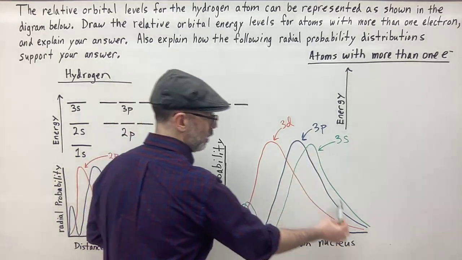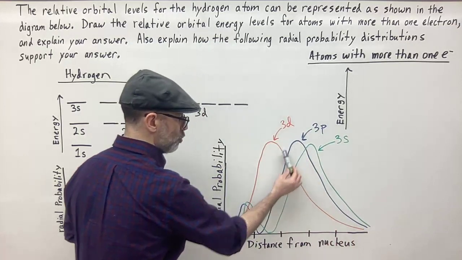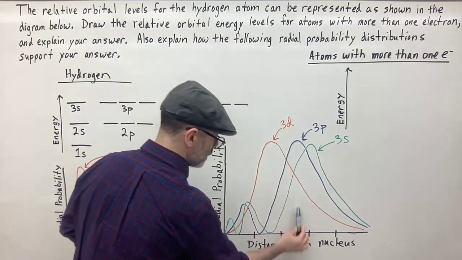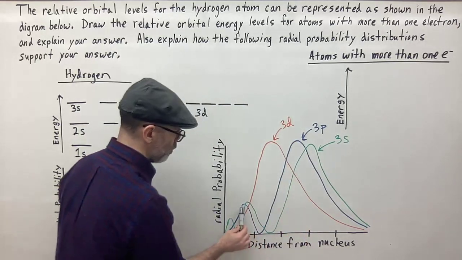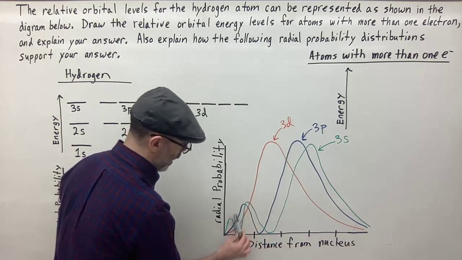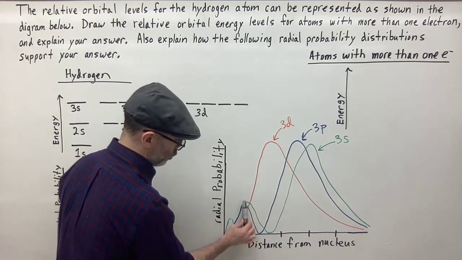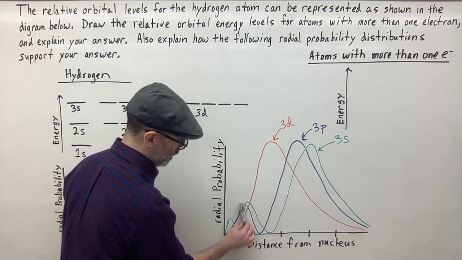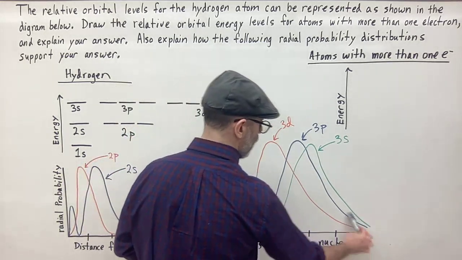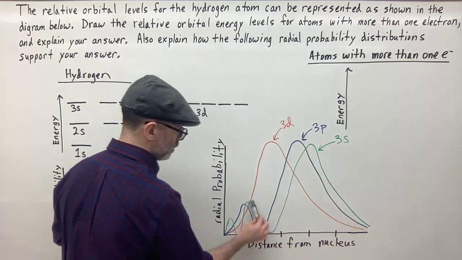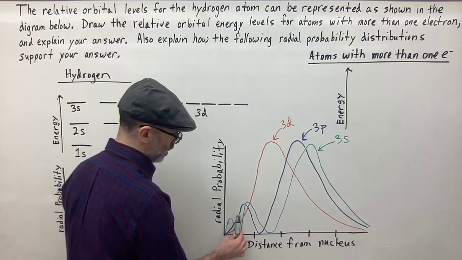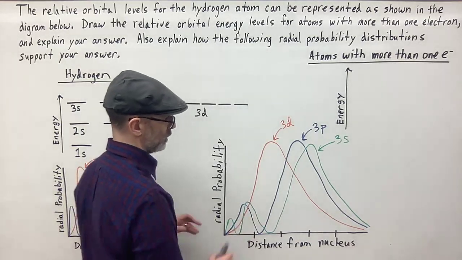For the 3p in blue, you got, again, 2 humps here, so you have a high probability at this distance from the nucleus. And then you have another maximum probability here. So you have a high probability of finding it here as well. And then for the 3s, you have 3 humps. And you can see that here you have a third hump that's even closer to the nucleus.